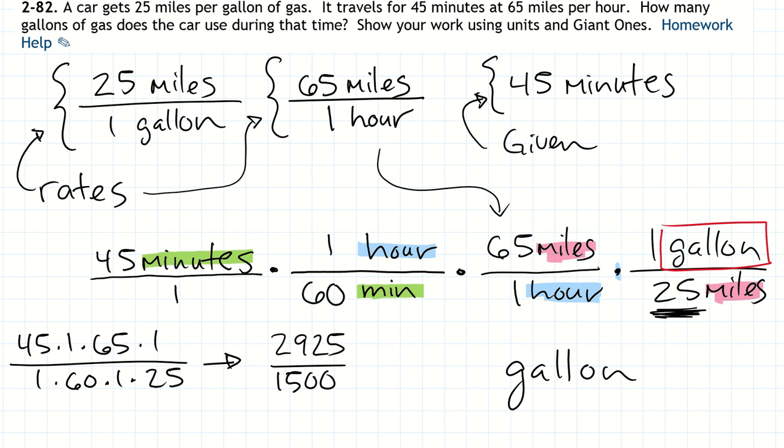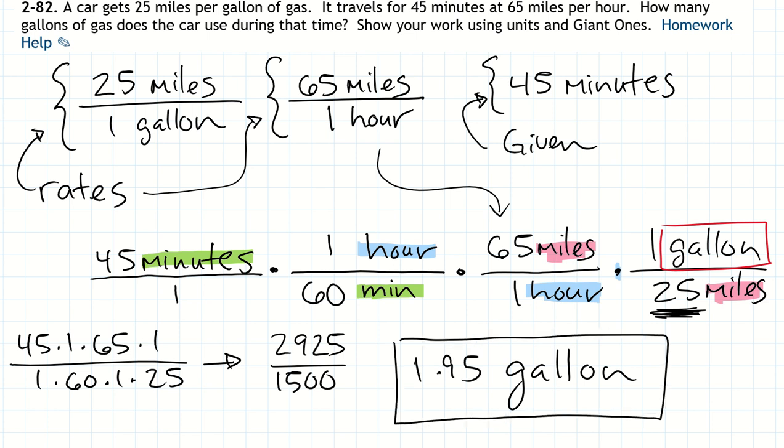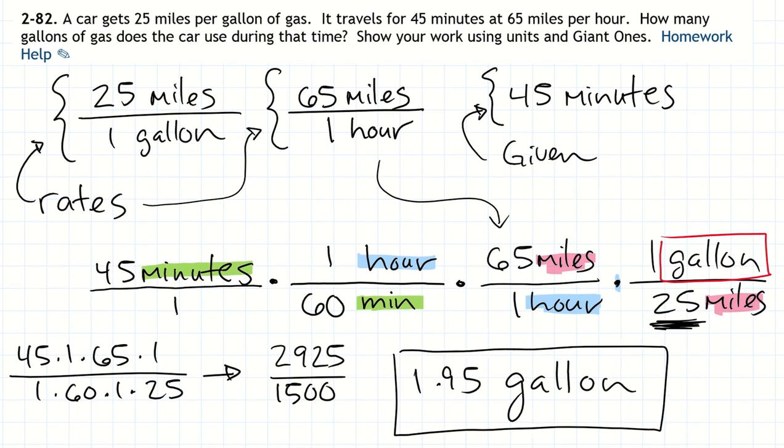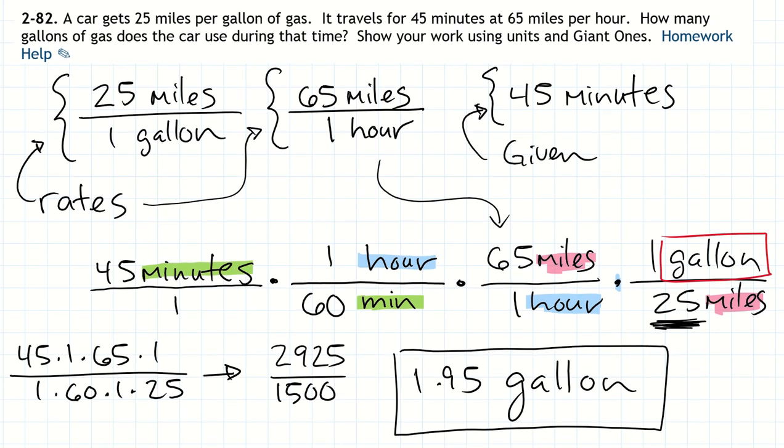So when I finally get all the right numbers in there, including the 25, I get 2,925 divided by 1,500, which is 1.95 gallons. So in 45 minutes, given that my car can travel 25 miles per gallon, and I'm going at a speed of 65 miles per hour, I would consume 1.95 gallons. Again, dimensional analysis. I'm using giant ones and rates from a problem to solve them. We're going to look at one final example.